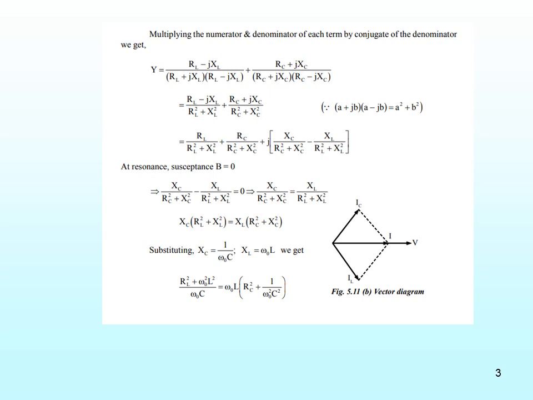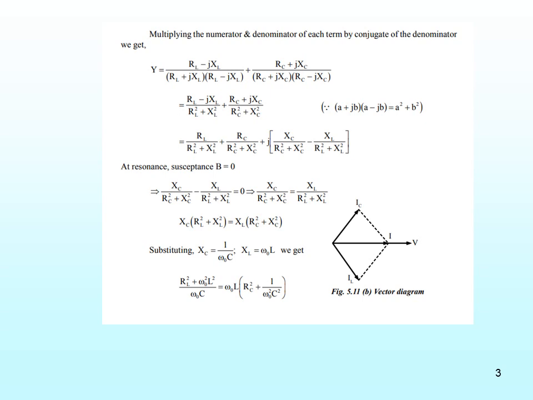So we know that A plus JB into A minus JB equal to A squared plus B squared. So we got RL by RL squared plus XL squared plus RC by RC squared plus XC squared plus J into XC by RC squared plus XC squared minus XL by RL squared plus XL squared. At resonance condition, susceptance B equal to 0.